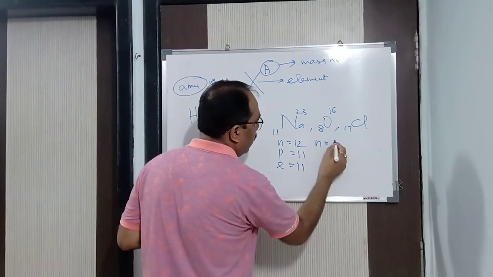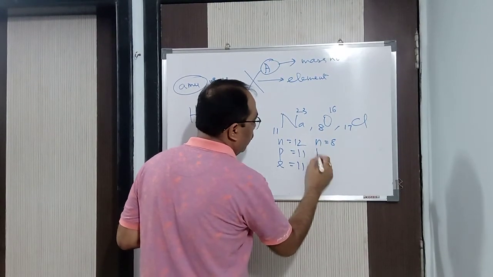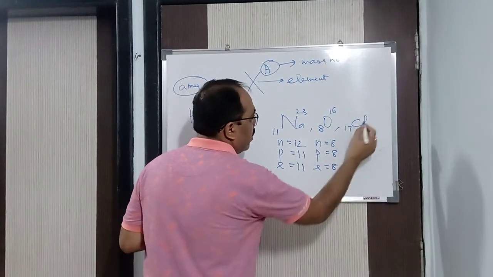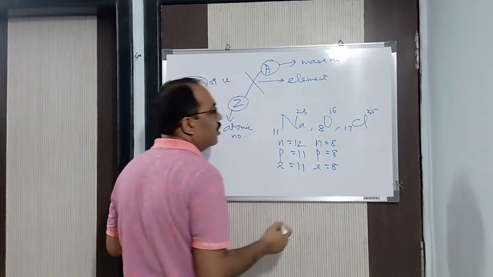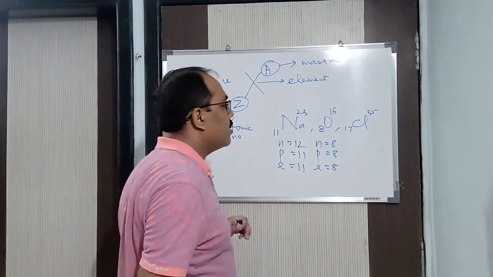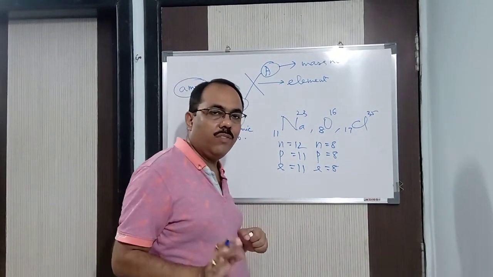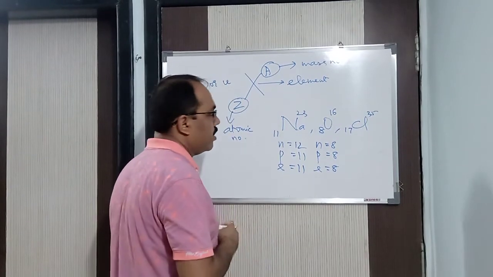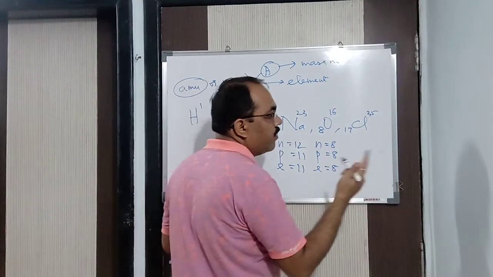16 minus 8. Number of neutrons is what? 8. Number of protons is 8. See, 8. And number of electrons is also 8. 17Cl35. The average atomic mass is 35.5 in case of chlorine, but we take it as 35. Alright, in case of chlorine, we take it as for one particular atom, one of the isotopes of chlorine.